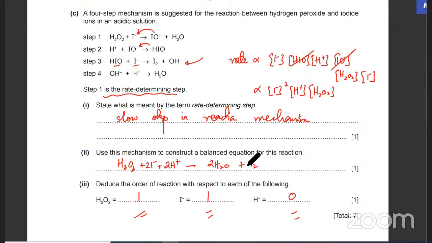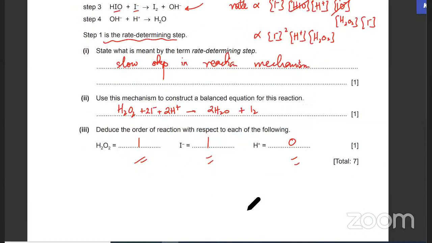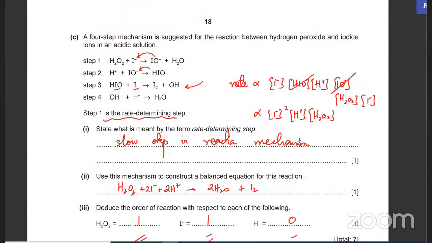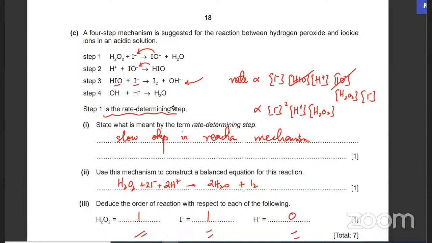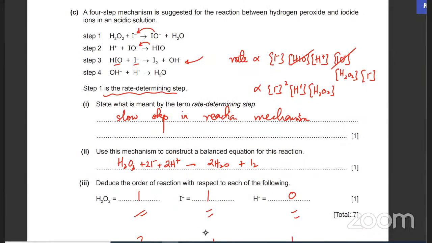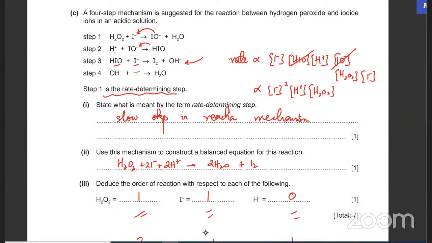So you're going to do trial and error. Let's assume that the first step is the slow step. If you use the first step as the slow step, the order would come out to be 1, 1, 0, right? What if they told you that the order with respect to each reactant was 2, 1, 1, right? So you're going to get 2, 1, 1 if you choose step 3 as the slow step. So one by one, you'll select one of them as the slow step and see whether the order matches the orders that you're getting. Is that clear? Yeah. Okay.